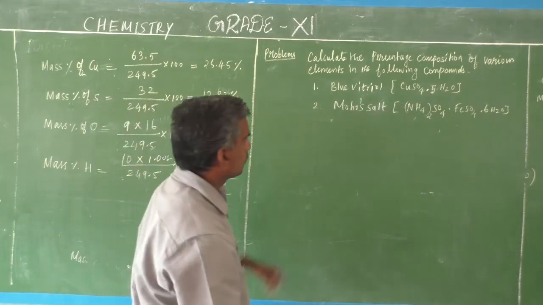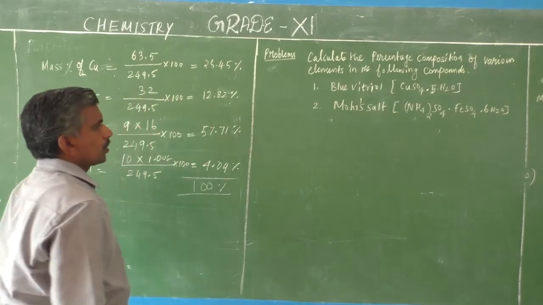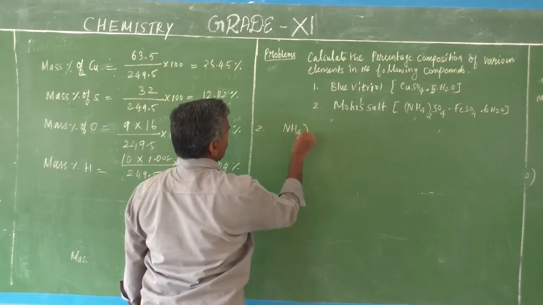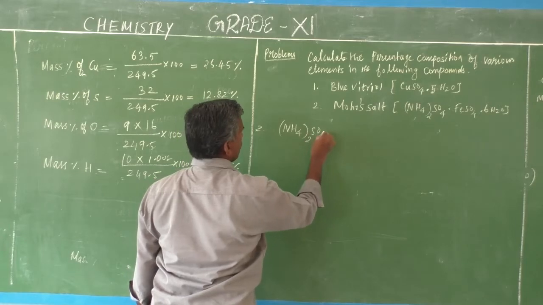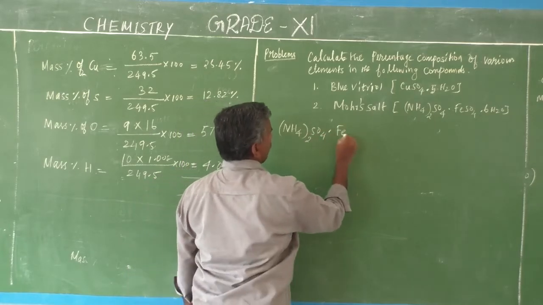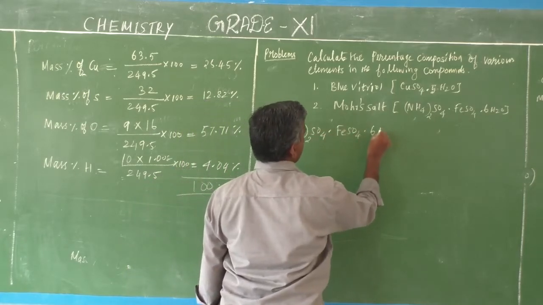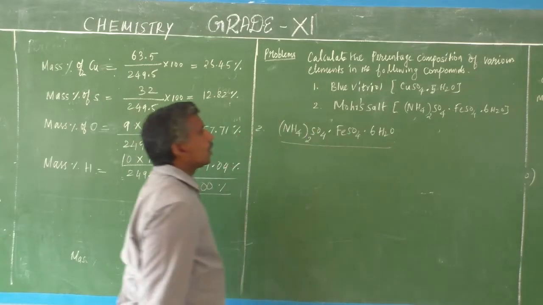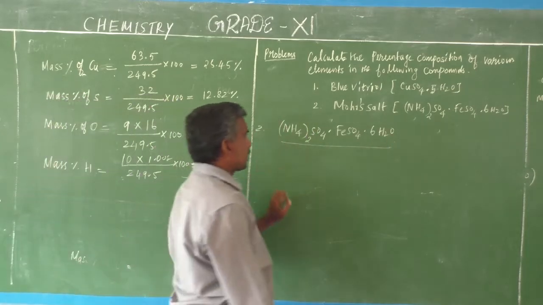More salt. Second, Mohr's salt formula: (NH4)2SO4.FeSO4.6H2O. So which elements are present?